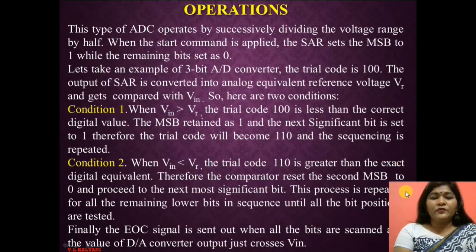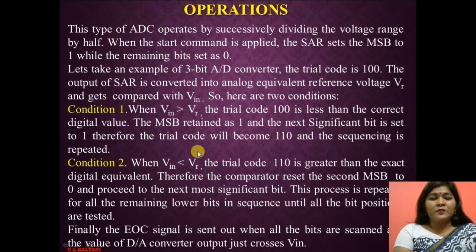If Vin is greater than VR, then the trial code 100 is less than the correct digital value, which means the MSB is retained as 1 and the next significant bit is set to 1. Therefore the trial code becomes 110. This means in 100 the MSB is retained as 1, and the next bit is set to 1. So now this bit is set to 1 and the remaining is 0.